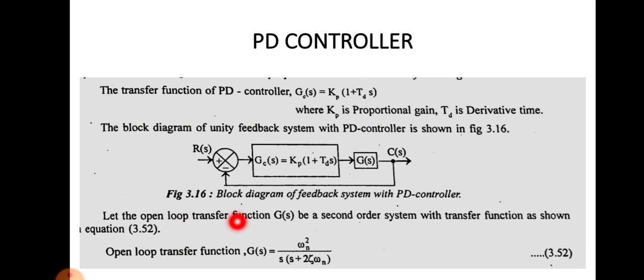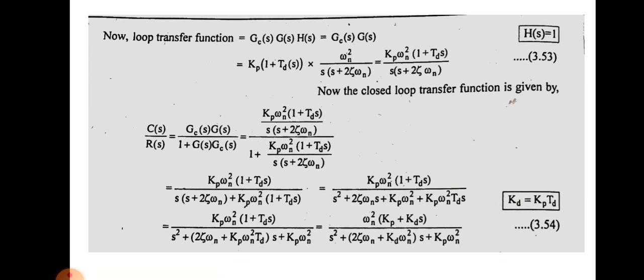See, the open loop transfer function of this system, first, is G(s) = omega n square divided by s(s + 2 epsilon omega n). When we introduce Gc(s), the PD controller, we can write the loop transfer function as Gc(s) G(s) H(s). Here H(s) is 1, so we can write it as Gc(s) G(s). We can substitute the values of Gc(s) and G(s), so we will get Kp omega n square (1 + Td s) divided by s(s + 2 epsilon omega n).